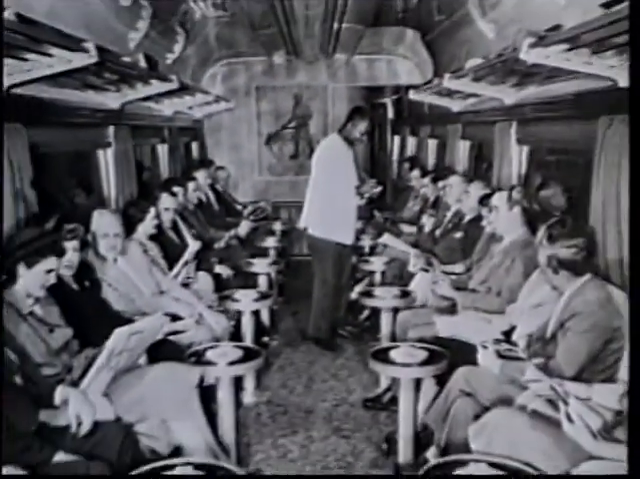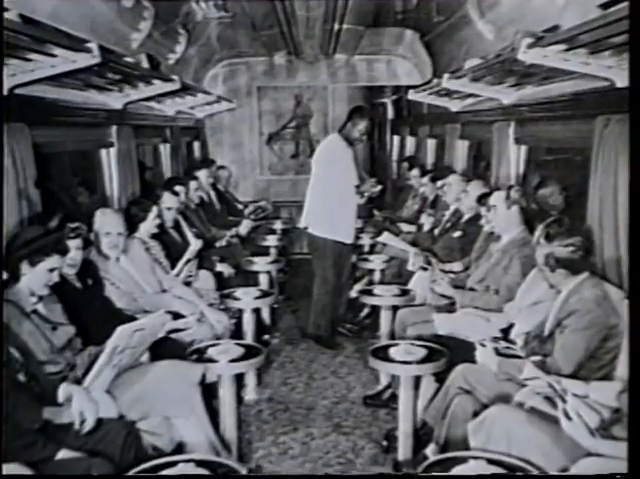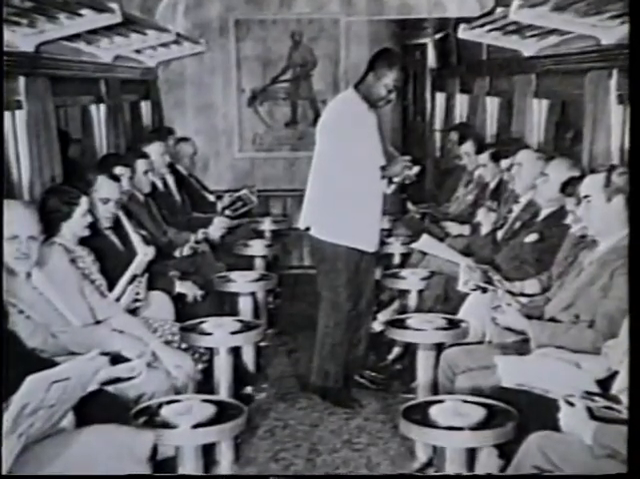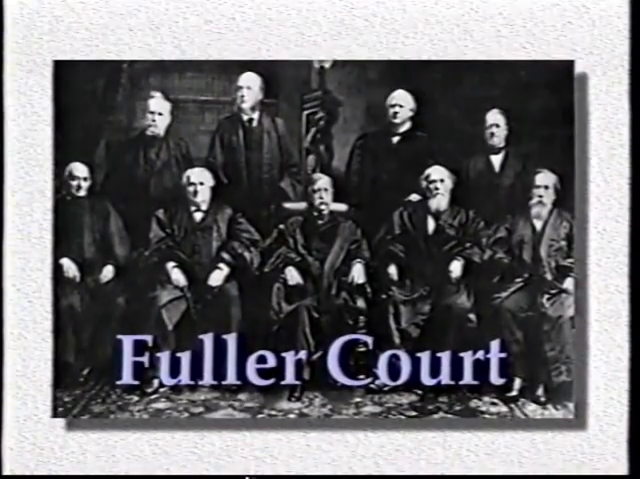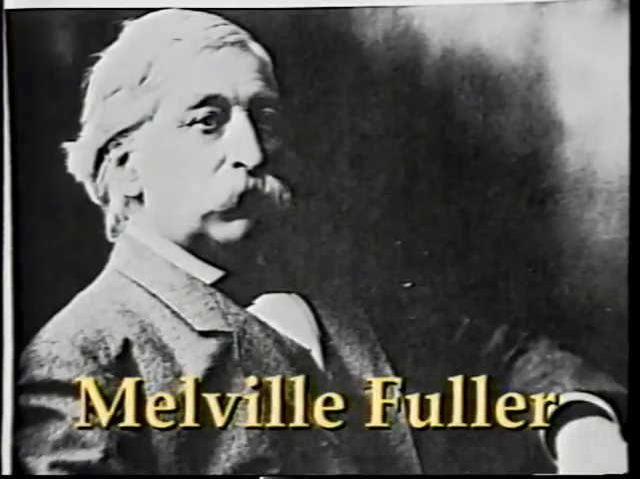The railroads opposed this law because it was very complicated and too expensive for them to comply. The railroad set up a test case in which a black man, Homer Plessy, tried to ride in a whites-only car. He was arrested and convicted. The railroads financed his appeal to the Supreme Court. It was now under the leadership of Chief Justice Melville Fuller.